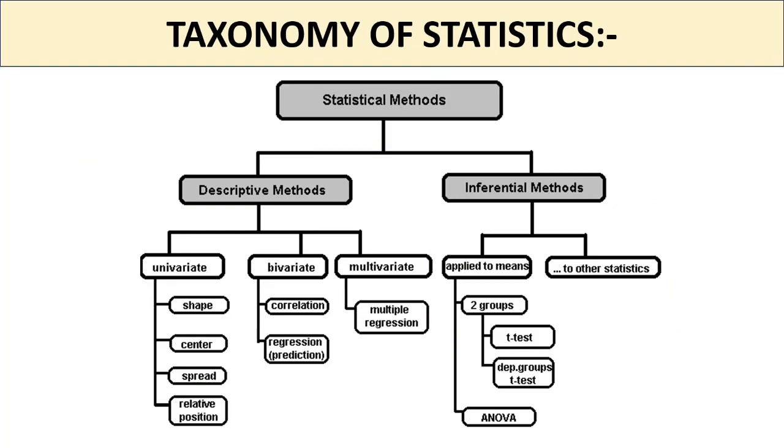Basically, we have two types of methods. One is called the descriptive method, where we try to categorize the data and arrange the data. But when we want to predict any kind of result, like suppose you have a drug and you are trying to prove that this drug works in a particular cancer treatment, in order to statistically validate this part, we need the inferential method of statistics.